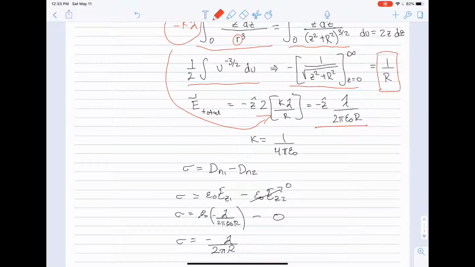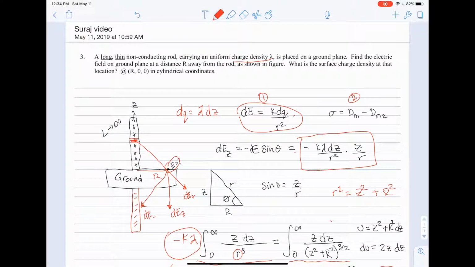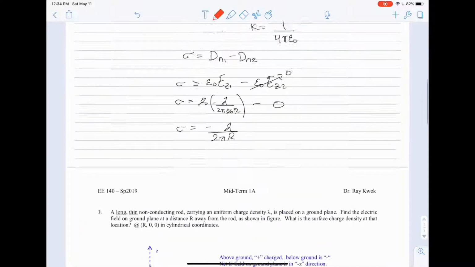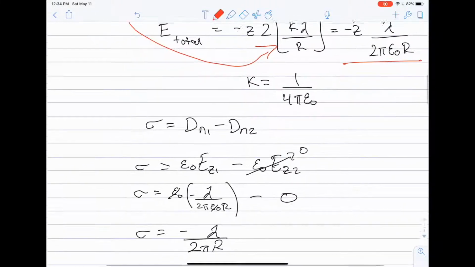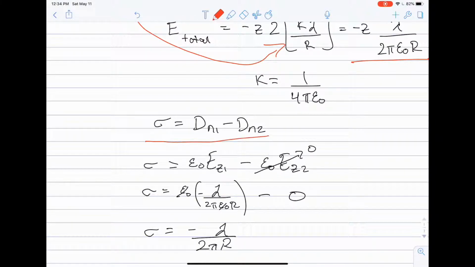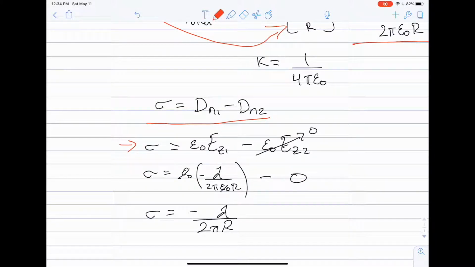So now we know our electric field, and the next part of it is to find the surface charge density, which we'll use this equation. Coming down here, this is the equation. This equation can also be written as this right here, where it's epsilon naught Ez1 above the ground and epsilon naught Ez2, which is below the ground. Since there is no actual field underneath the ground, we will consider this to be 0.